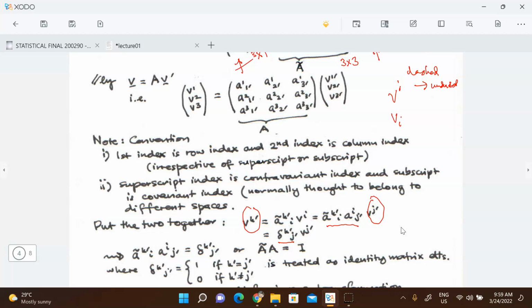So if it's not the same, it's zero. If it's the same, then you get one. That's the definition of the Kronecker delta. But now the Kronecker delta doesn't have both indices at the bottom. Now you have one index at the top, one index at the bottom. So this is like a Kronecker delta in a mixed kind of space. So in other words, we have this thing equals to that.